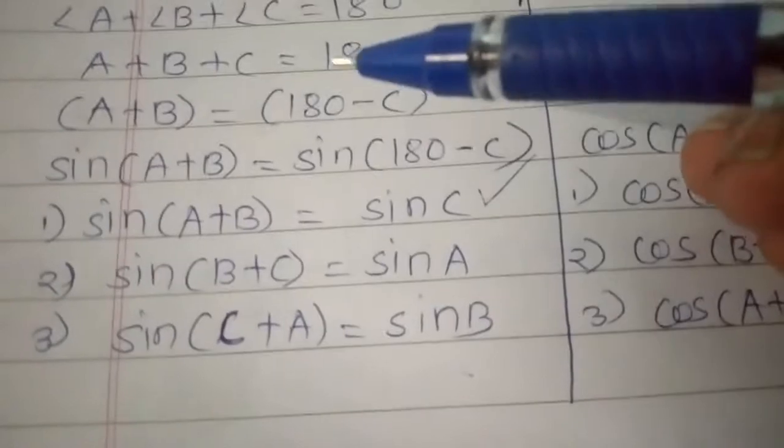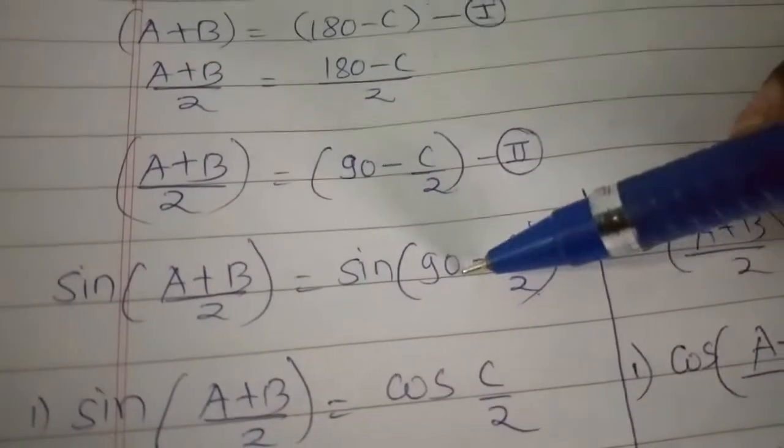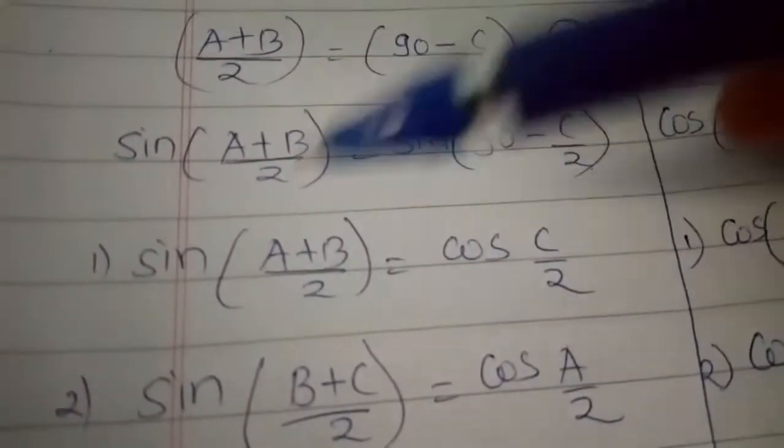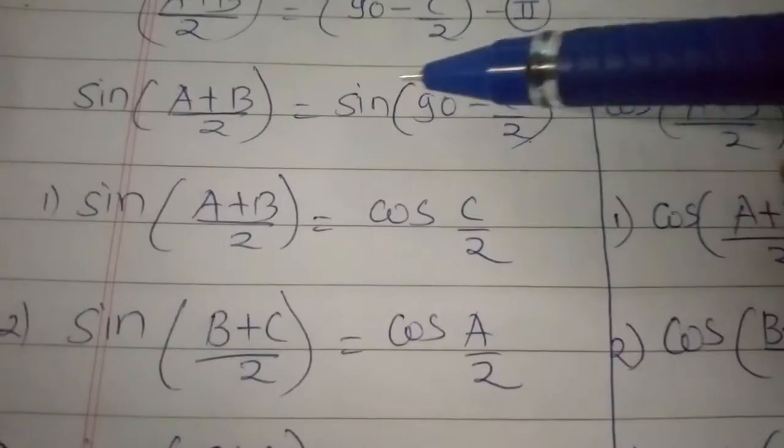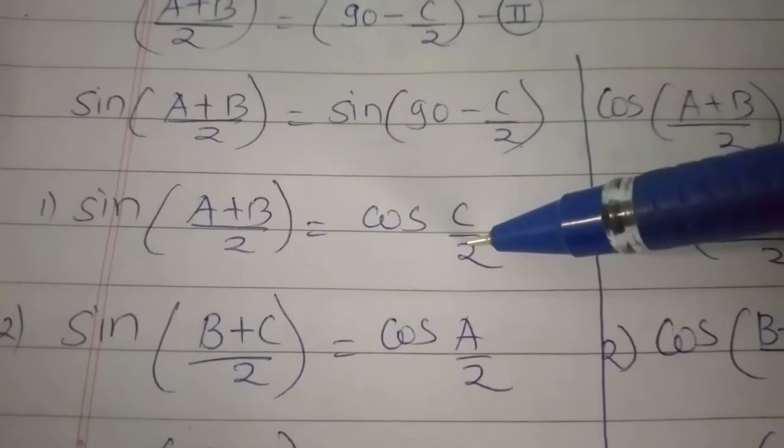So what is the difference between these formulas and this formula? So in this formula we are taking here 180 minus C, and in this formula we are taking 90 minus C. So you know that is the complementary angle formula that you learned in 9th standard or 10th standard. So sin A plus B upon 2, that is sin 90 minus theta, is equal to cos theta.